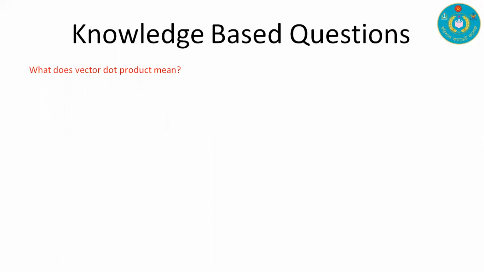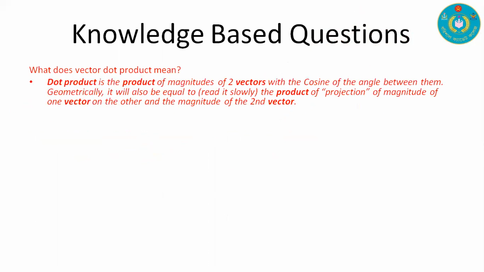And a knowledge based question from this topic is: what does vector dot product mean? Dot product is the product of magnitude of two vectors with the cosine of the angle between them. Geometrically, it is also equal to the product of the projection of the magnitude of one vector on the other and the magnitude of the second vector.